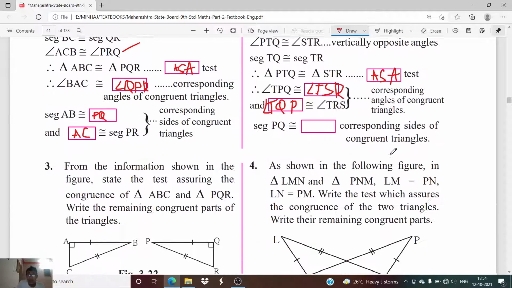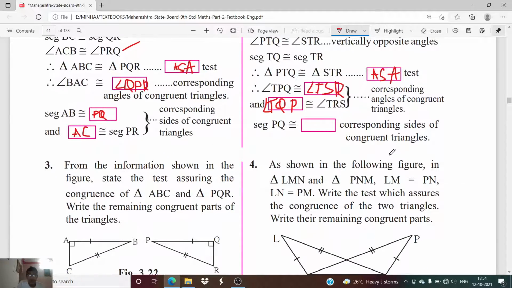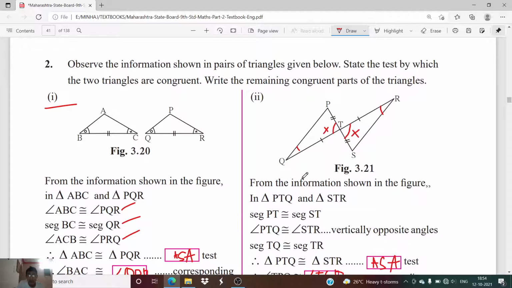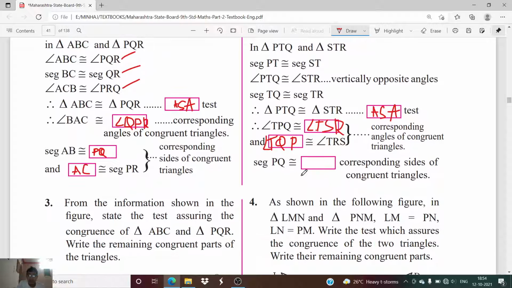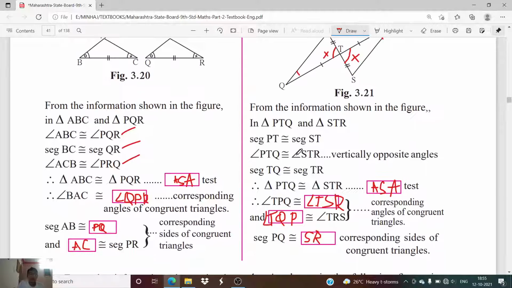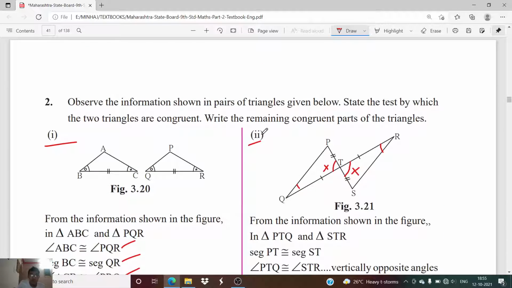And as the triangles are congruent, we will also have segment PQ congruent to segment SR. Segment PQ is congruent to segment SR. So this is the solution for subquestion number 2.